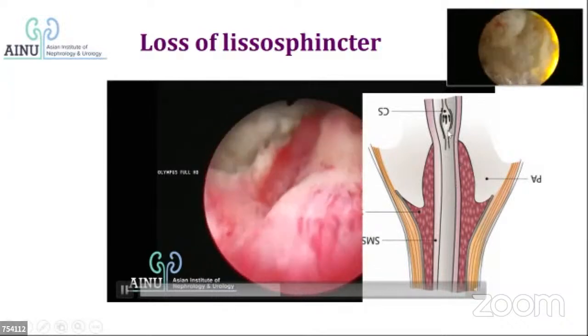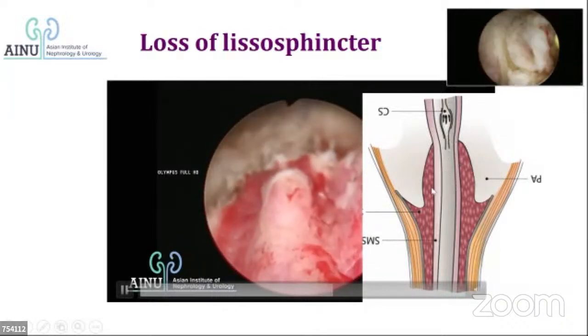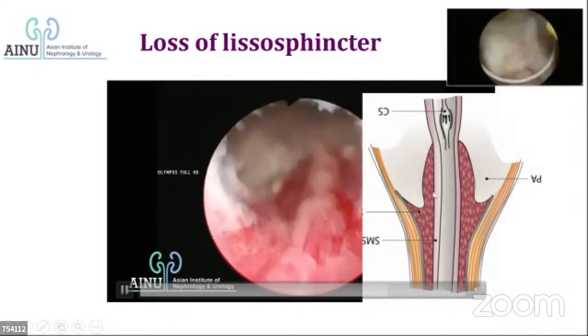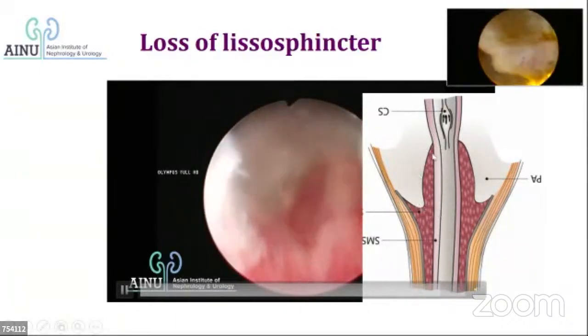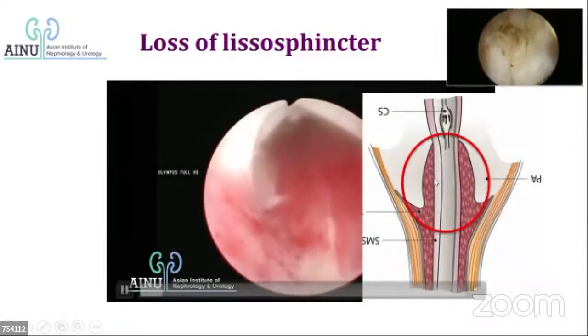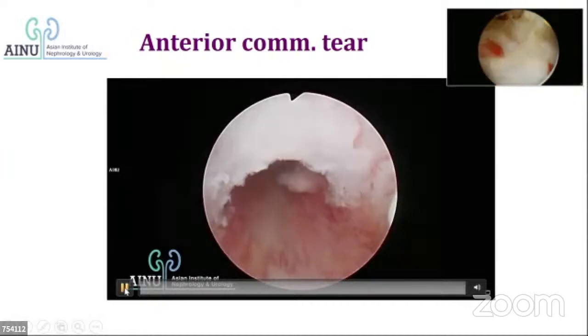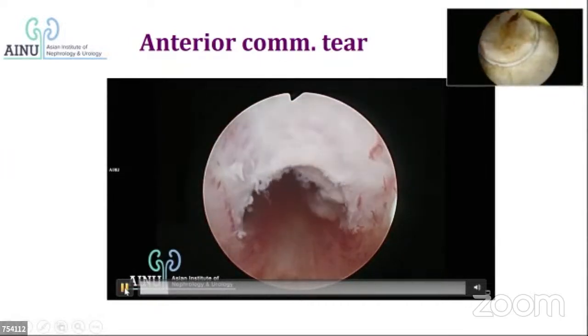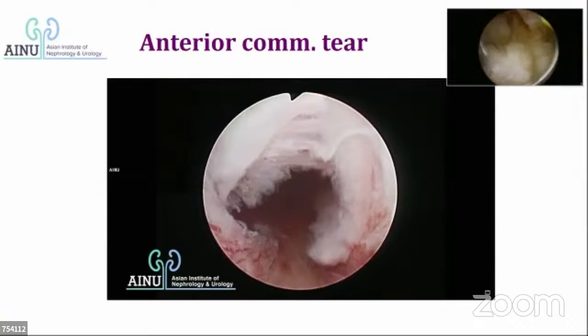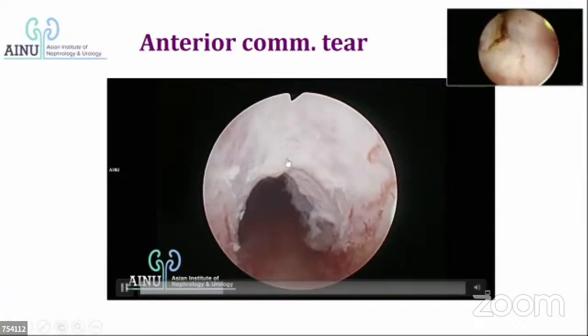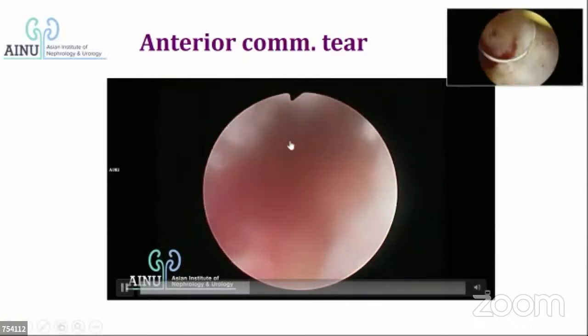What has happened in this patient is this length has become very, very short, and this amount of lithosphincter has been resected on the right side. Anterior commissure tear in patients who have a very high riding bladder neck: when you enter, the resectoscope completely tears the mucosa and even some amount of muscle.